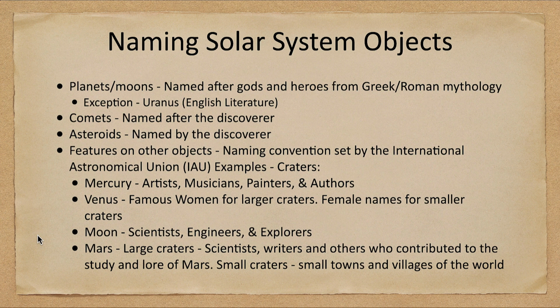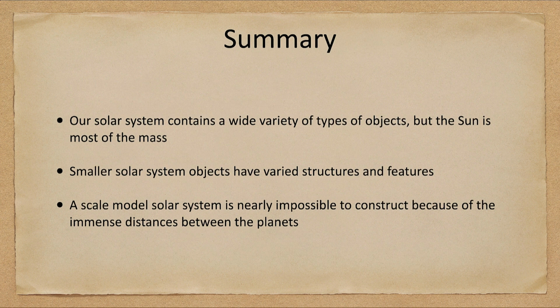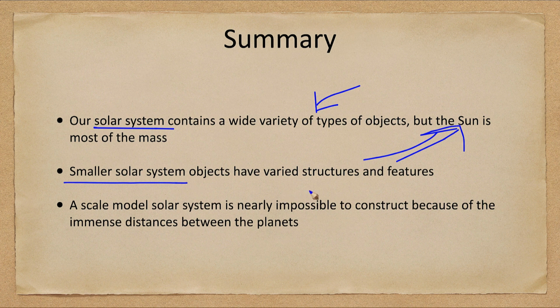So let's go ahead and finish up with our summary. What we looked at today is that the solar system contains a wide variety of types of objects. But where is all the mass? All the mass is in the sun. That's where almost all the mass of the solar system is. The smaller solar system objects have really varied structures and features, and we'll be looking at that in more detail over the coming chapters. And we looked at how a scale model of the solar system is next to impossible to actually construct because of the tremendous distances between the planets relative to their sizes.